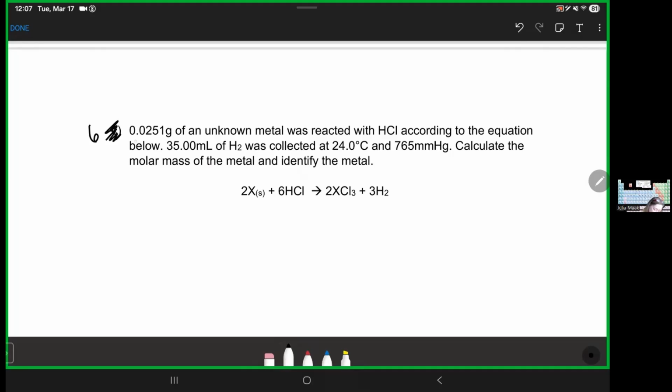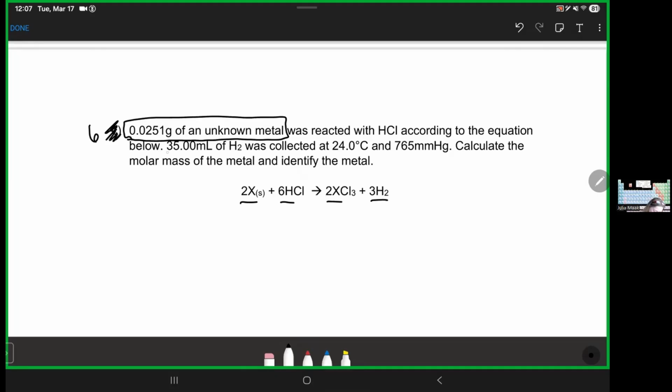So we've been given grams of an unknown metal. It was reacted with hydrochloric acid according to the equation below. So they've given us a balanced equation because we don't know what that metal is, so we wouldn't know what its charge is, so we wouldn't know what its formula is, so we would not know how to do a balanced equation. So if you're identifying an unknown metal, we have to give you the balanced equation.